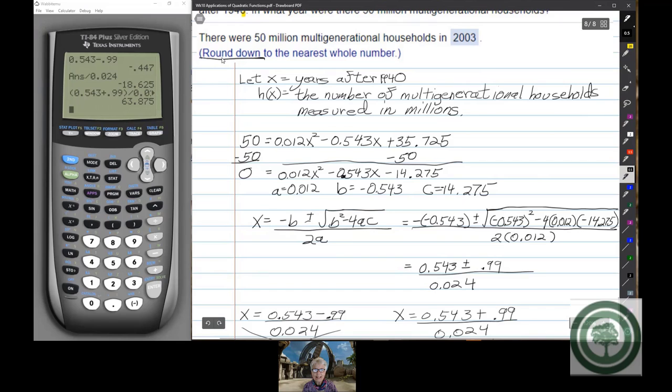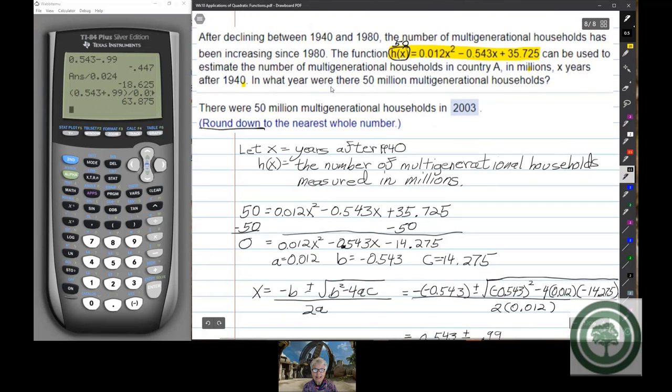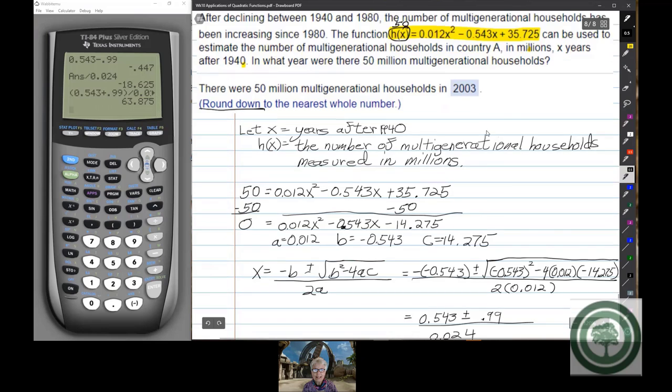And this is another one of those round down problems. So in rounding down, what that means is I get rid of the decimal part. I don't worry about rounding correctly. I just dump it. So that X equals 63 years after 1940. Now they ask us, in what year? So hopefully I come up with that answer.